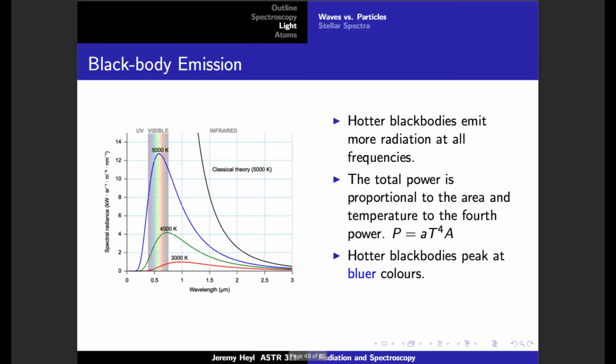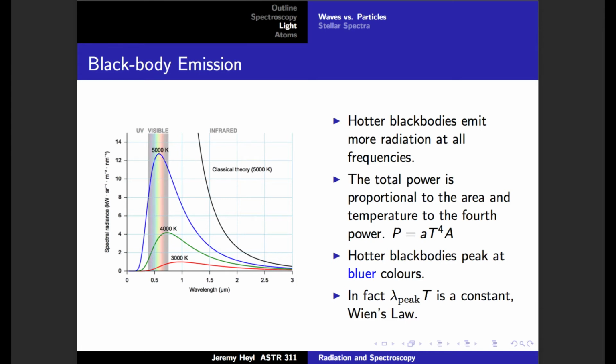Okay. And the second idea that we can see from the curve, but also from the experiment, is as the black body gets hotter, the peak gets bluer. Hotter black bodies peak at bluer wavelengths. And in fact, the wavelength of the peak times the temperature is a constant.